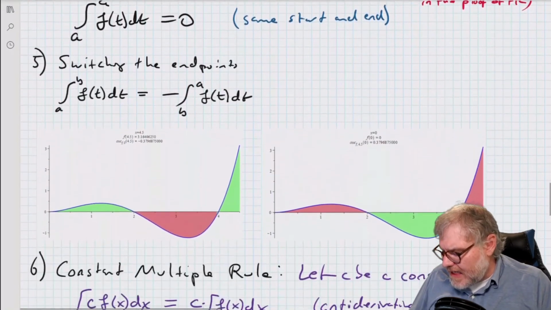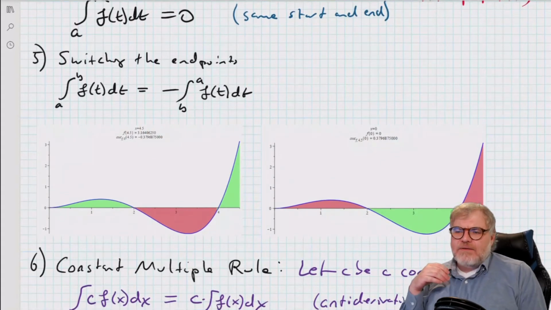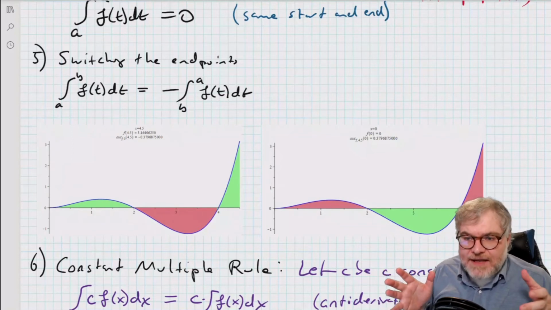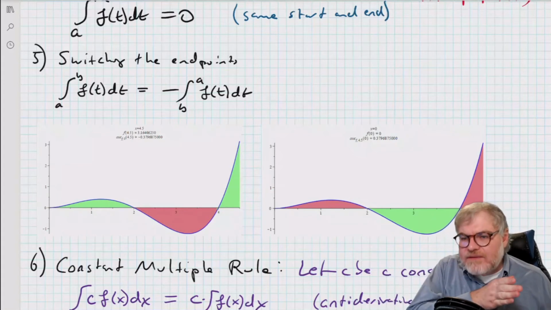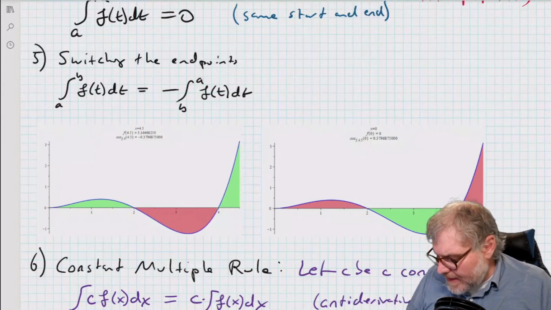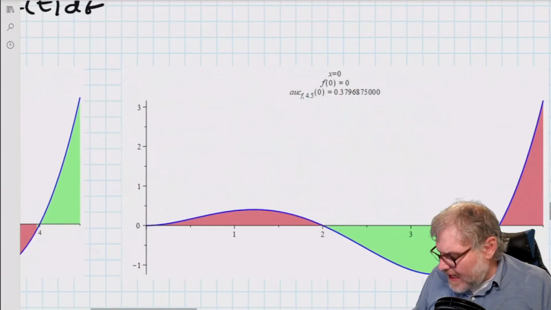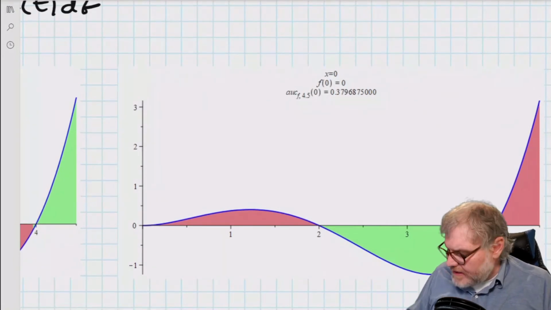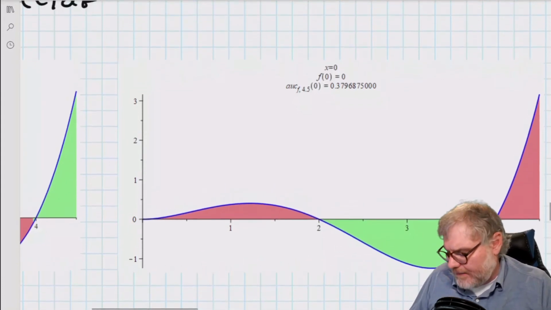Now, the next thing is that if I switch the endpoints, I negate it. Because remember, the area that's left of the base point suddenly becomes area that's right of the base point, and vice versa. So the signs flip. Remember, when I go left of the base point, I flip the sign. So that means if I start from 0 to 4.5, and instead my base point is 4.5 and I'm coming from 0, I'm going to have negative area wherever there was positive area and positive area wherever there was negative area.